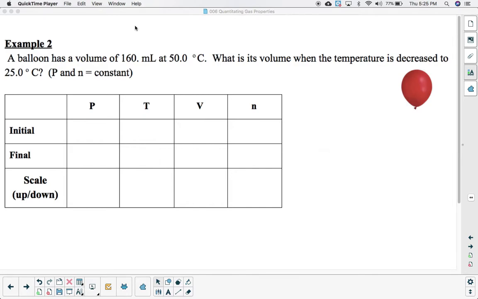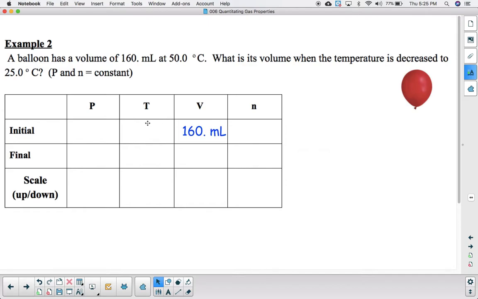Example problem: we have a balloon with a volume of 160 milliliters at a temperature of 50 degrees Celsius. We need to figure out what the new volume will be when the temperature is decreased to 25 degrees Celsius. As I look at what's going on here, I can see that my temperature is decreasing.